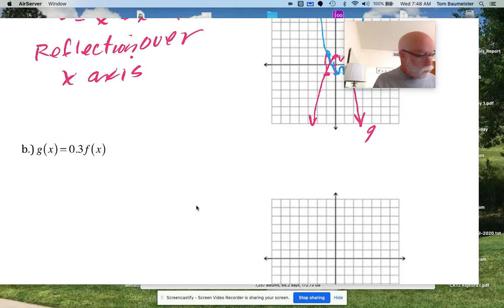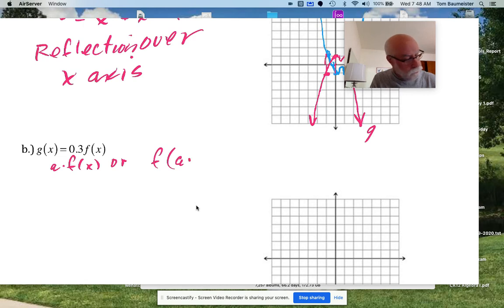All right, and then the last one here is 0.3 f of x. So remember, on these ones here, what you have to think is, is it a times f of x? Or does it look like f of a times x? Again, that's the question you would ask yourself. And you would tell me it looks like this one, so we wouldn't worry about that one.